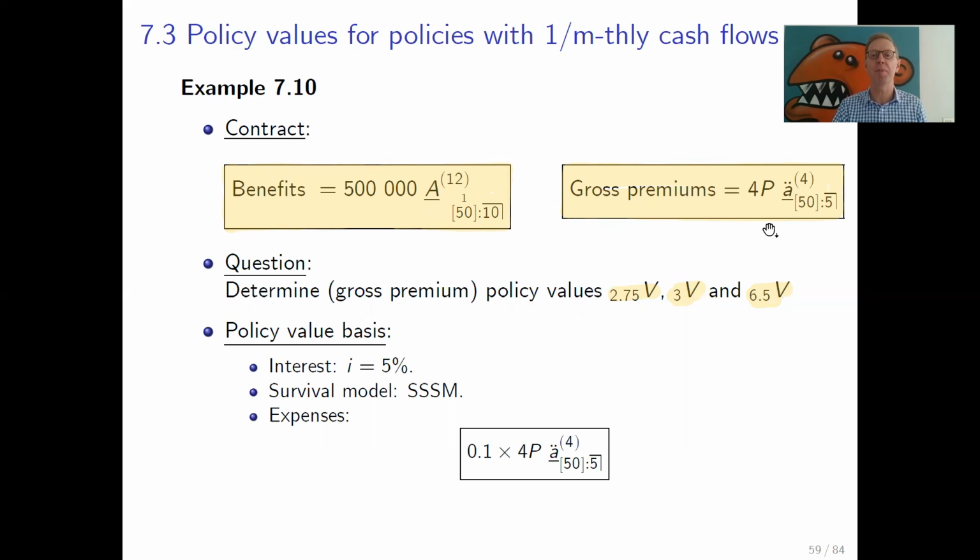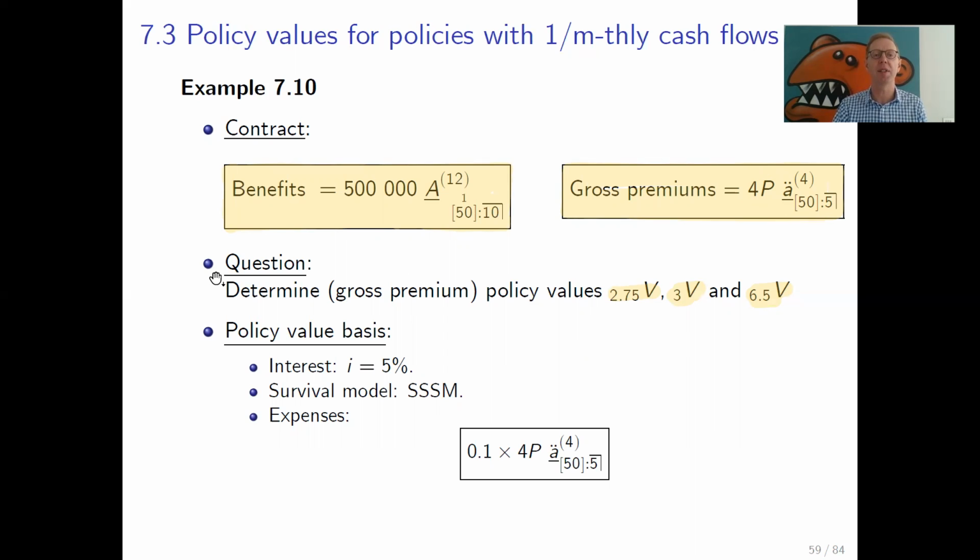For the gross premiums, there is a premium payment every 3 months. The 4 indicates that there are 4 premium payments per year. So there is a premium payment every 3 months of P, and the total premium payment per year is then 4P. And these premiums are paid for 5 years at most, upon survival for 5 years.